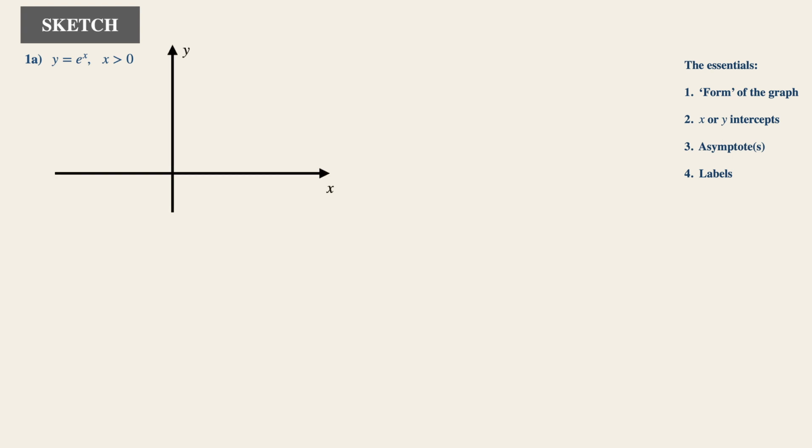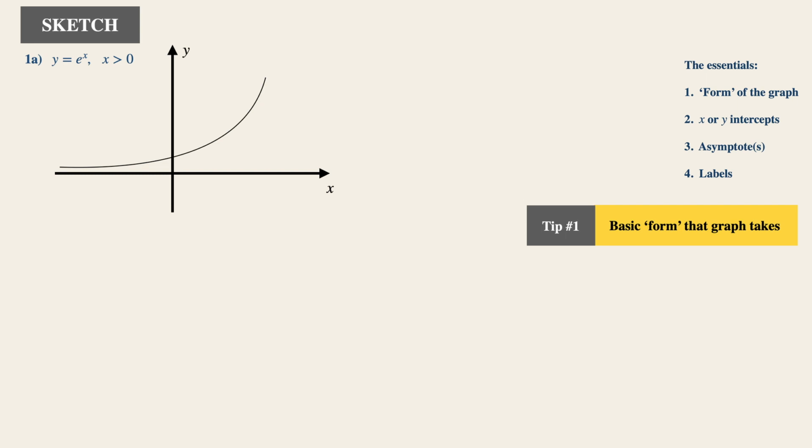Since the x value is positive, the basic shape or form that the graph takes will come from the positive x region down to a negative x region. Make sure that the drop over here is steep. Now we come to tip number 1. Always remember this basic form of the graph. This is the basic form for e power positive x.